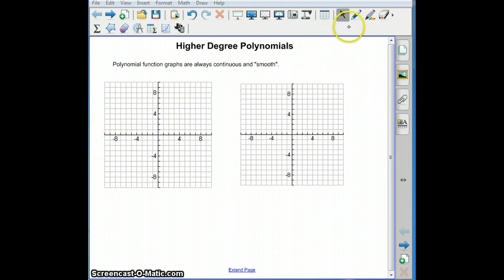So for example, this would be a polynomial function because it's continuous and it's smooth. This is a function, but it's not a polynomial function because it's not continuous. This is not a polynomial function because it's not smooth. It's got a sharp corner.